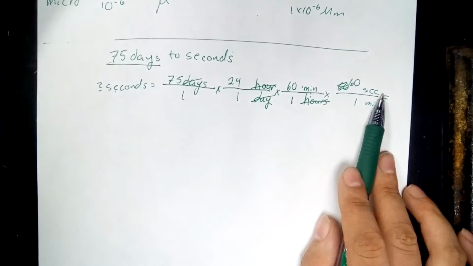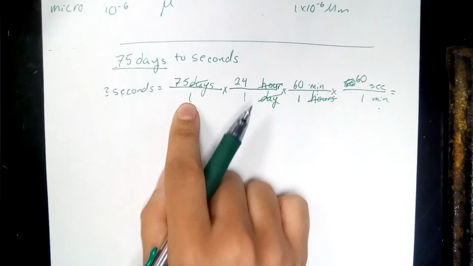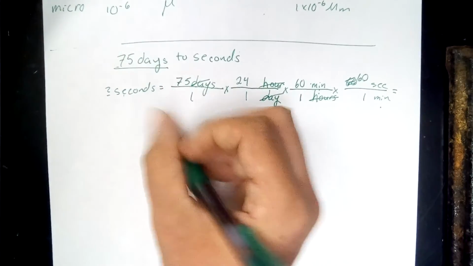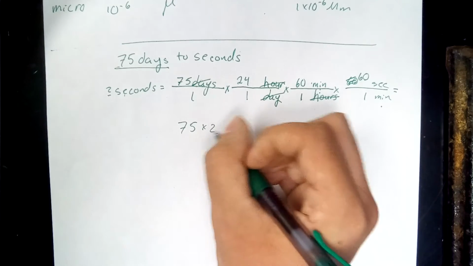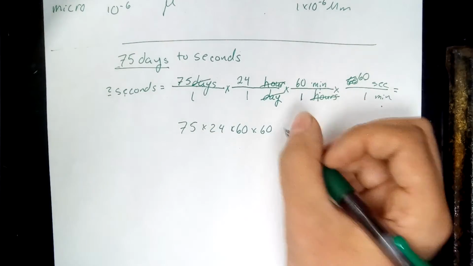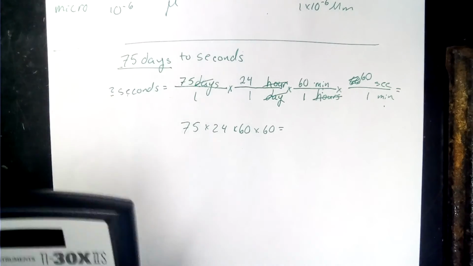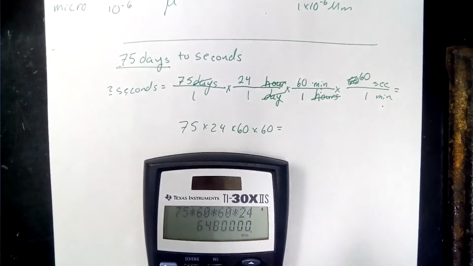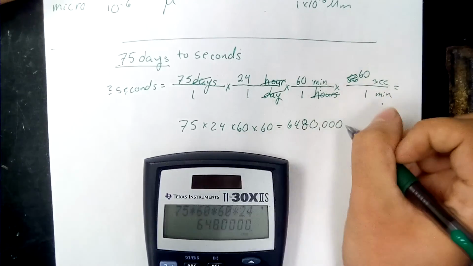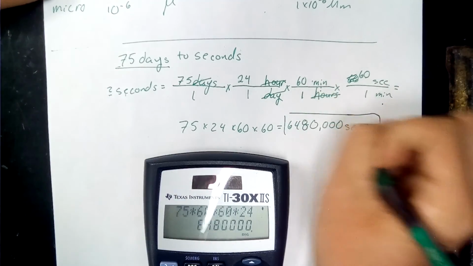So now when we look across the top, we're going to multiply everything together. When we look at the bottom, we can multiply everything together. What's nice about this bottom is it's 1 times 1 times 1 times 1, so we can just leave it alone. So I'm just going to show my work down below. So we have 75 times 24 times 60 times 60, because that's all of our numbers there. And that equals, I've already punched it into my calculator here, 648,000,000, and then that's seconds. And there's our answer.